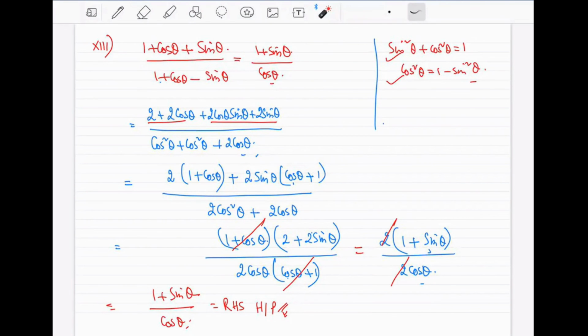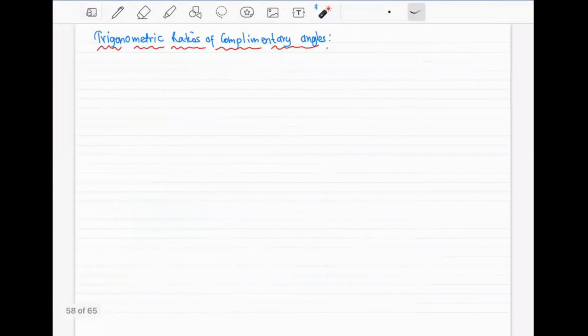We will take up trigonometry, this one, tomorrow: trigonometric ratios of complementary angles. This is a very short chapter, very short portion. This we will do as 10.3, which I think we will complete in a day. After that, it's height and distance, obviously the most important part of this trigonometry chapter, it will come after this, word problems. Okay, then let's finish here.